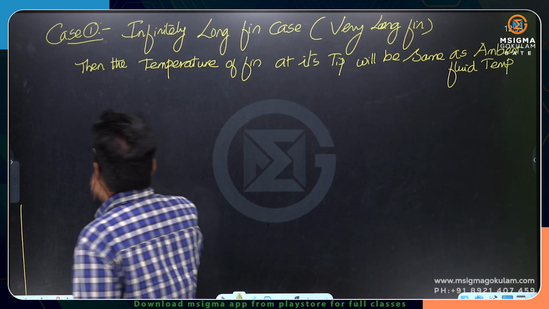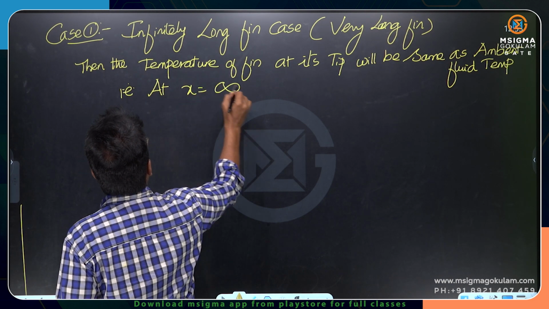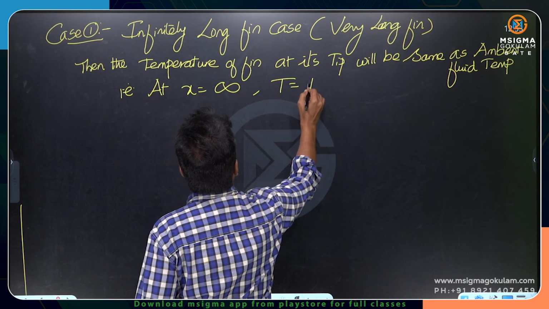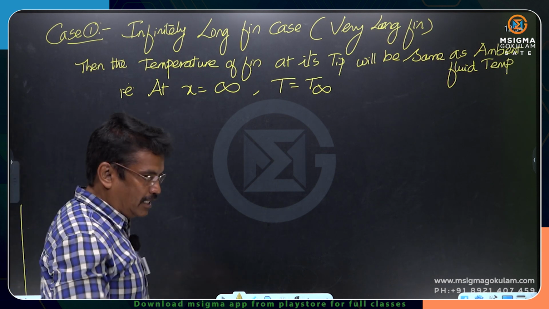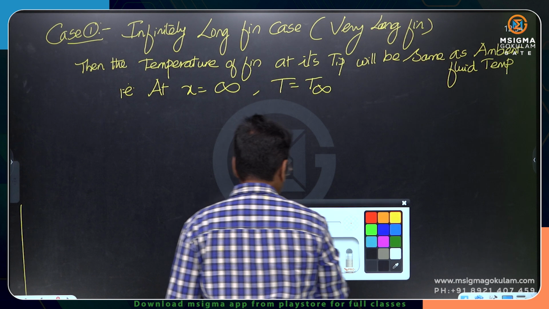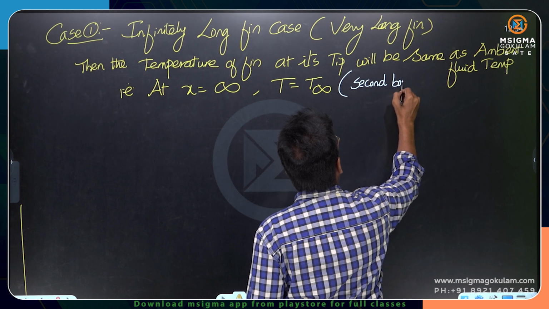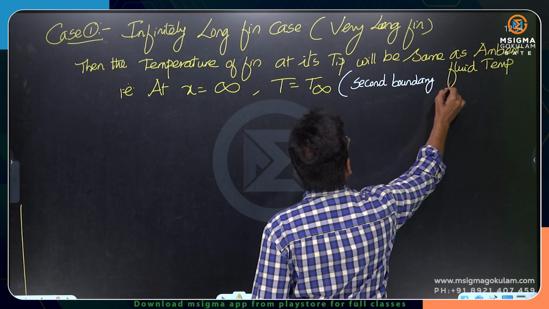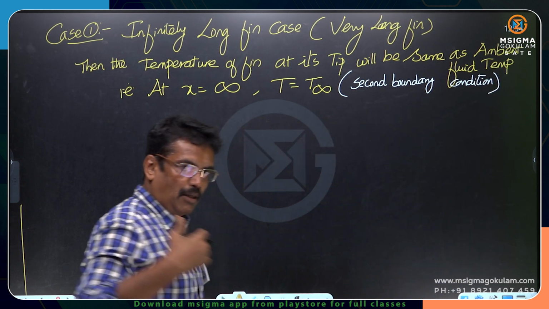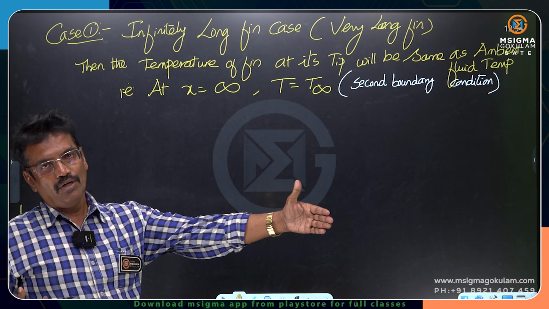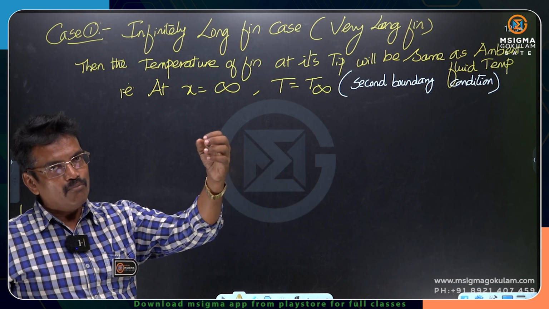What is the second boundary condition now? It becomes: at x is equal to infinity, T will be equal to T infinity. This is the second boundary condition for case 1. We understand that when the fin is infinitely long, the base temperature cannot be sensed at the tip of the fin. So at the tip, the temperature of the ambient and the temperature of the fin are both equal.